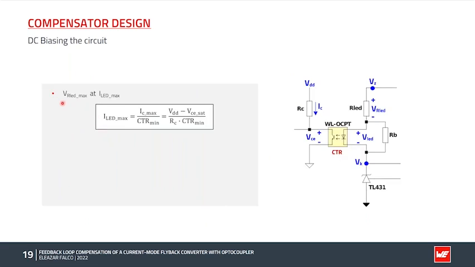Well, the maximum voltage drop across the LED resistor will happen, obviously, at the maximum LED current. And the maximum LED current will happen at the maximum collector current and the minimum CTR of the optocoupler. The maximum collector current will happen when the collector emitter voltage is close to zero. In this case, it will be at the saturation level of the WL-OCPT optocoupler.